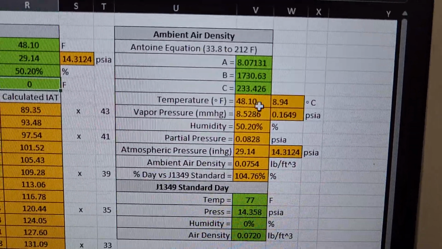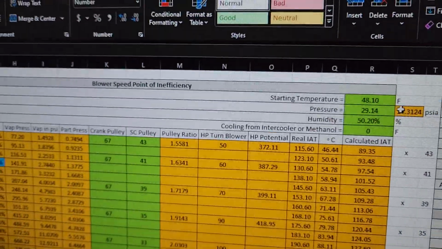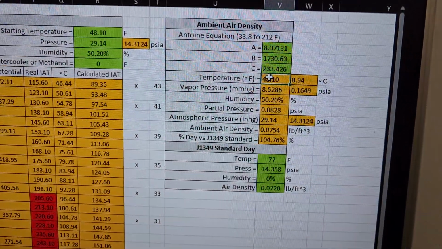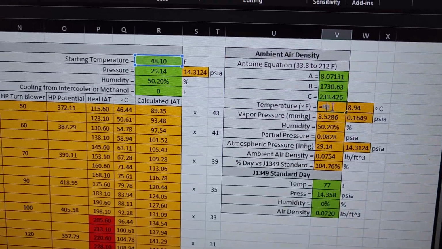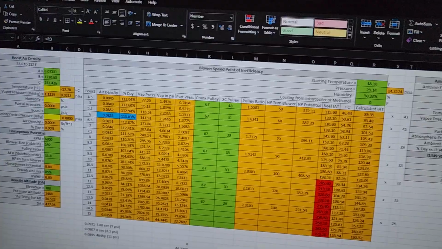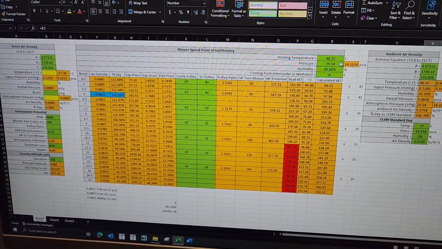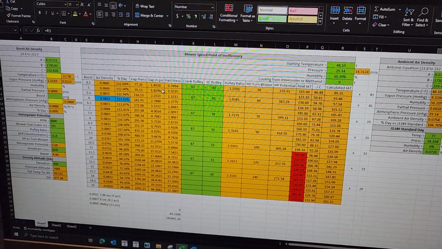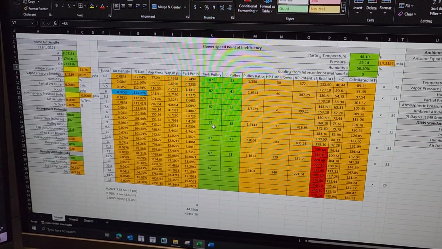This temperature is literally looking at whatever I input here. So I don't want to screw you up. If I click on that, it says R3. R3 is this temperature. All these orange cells, anything you see orange is doing math, it's doing a calculation. If it's green, it's something that I just type in.